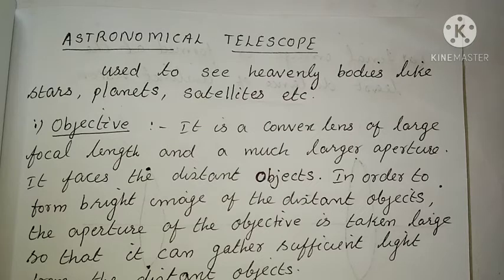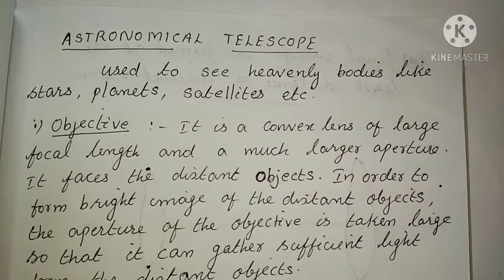There are two types of refracting telescope. They are the astronomical telescope and the terrestrial telescope. The astronomical telescope is used to see heavenly objects like the sun, stars, planets, etc. The terrestrial telescope is used to see distant objects on the surface of the earth. Similarly, there are different types of reflecting telescopes. They are the Newtonian telescope and the Cassegrain telescope.